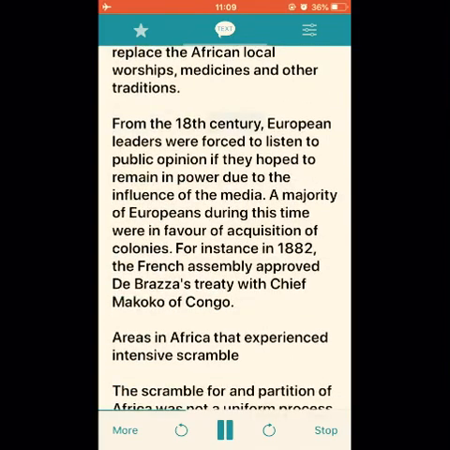From the 18th century, European leaders were forced to listen to public opinion if they hoped to remain in power due to the influence of the media. A majority of Europeans during this time were in favor of acquisition of colonies. For instance, in 1882, the French Assembly approved de Brazza's treaty with Chief Makoko of Congo.